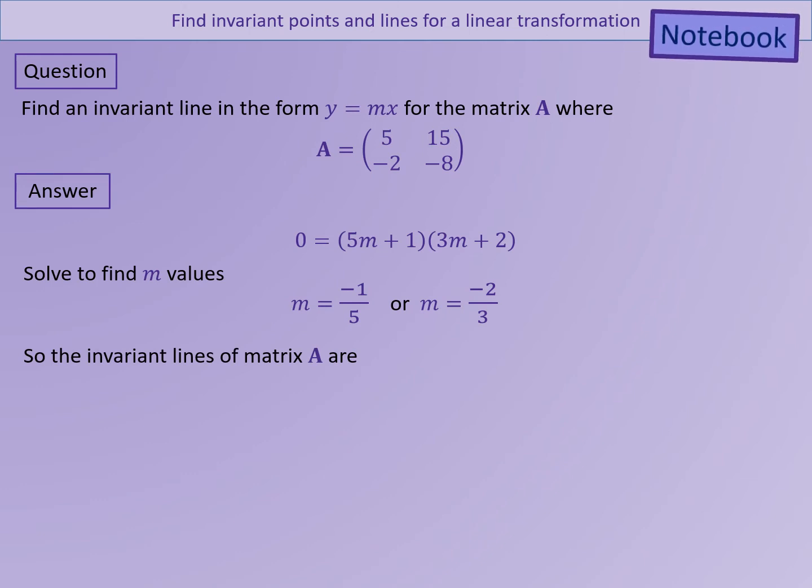That is telling us the invariant lines of the matrix are the two lines y equals -1/5 x and y equals -2/3 x. Notice that they both go through the origin in this case, and neither of those got plus c.